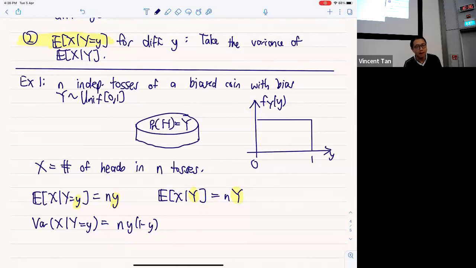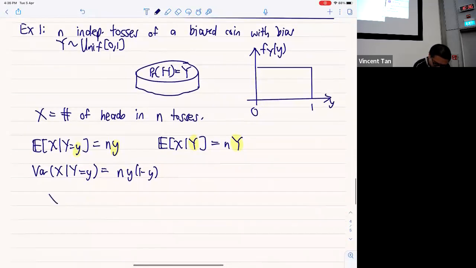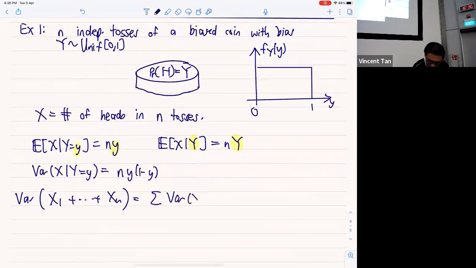Because you have n independent tosses, so suppose you have independent tosses of a fair coin, x1 up to xn, the variance of this sum, and all of these are independent, is nothing but the sum of the variances. All the guys are independent. So basically, David answered me this part here. We just have to multiply by n.